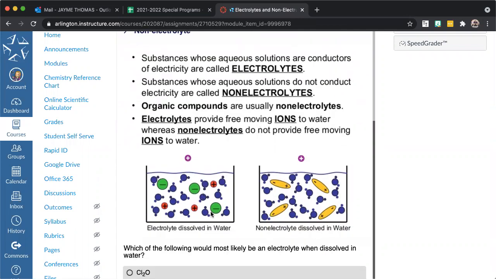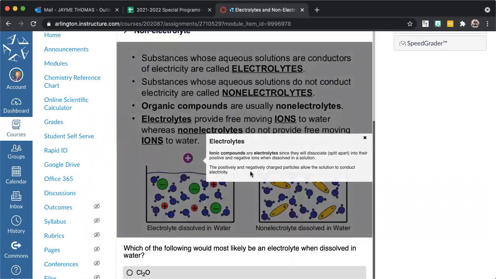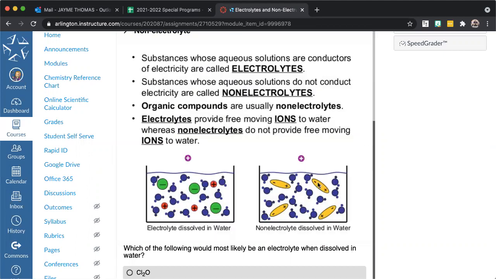Okay. This is a little image. So this one on the left is showing an electrolyte dissolved in water. So notice that there are 3 positive ions and 3 negative ions. So we took some ionic compound like table salt, NaCl, we dissolve it in water and it splits apart into those sodium ions and chloride ions. And because those positive and negative charges exist, it can conduct electricity. So ionic compounds are electrolytes. Those are related to each other.